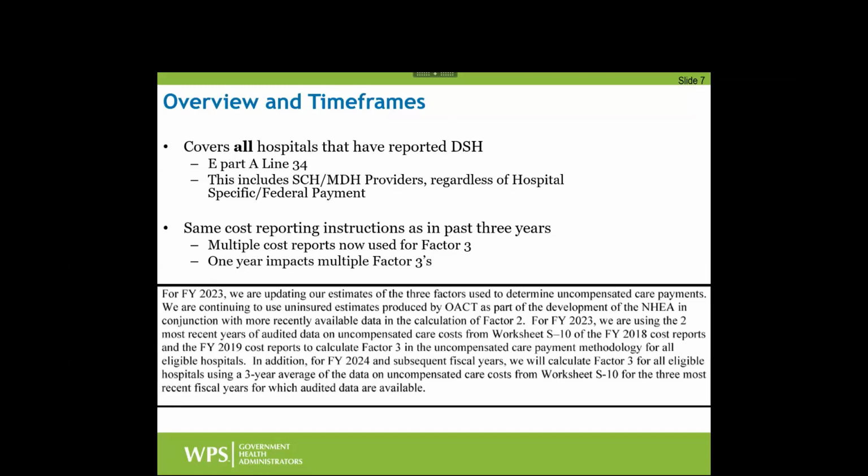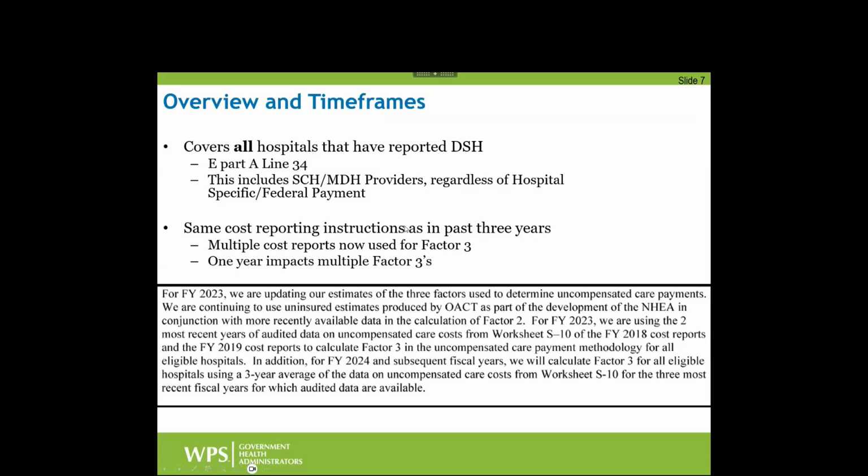Now, this does cover all hospitals that have reported DSH. So that's, of course, the acute care hospitals and anything on E-Part A line 34. That's what we're looking for DSH. That includes sole community and Medicare dependent hospitals. No matter what, if you have anything on E-Part A line 34, it's going to be selected for the audit. There's another piece I'll talk about later. Again, a slight disconnect, but the current rule is that if you have something on E-Part A line 34 for DSH, we will have to audit that.